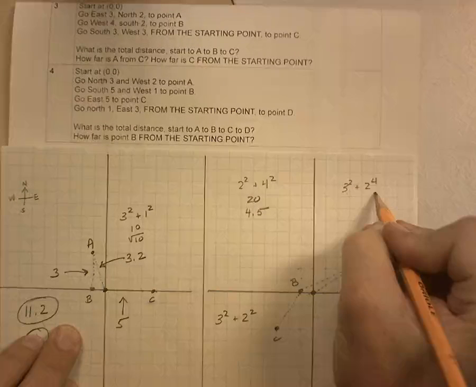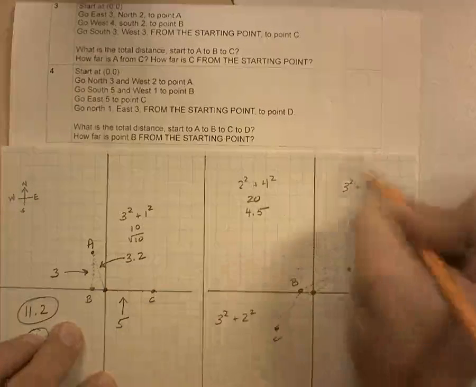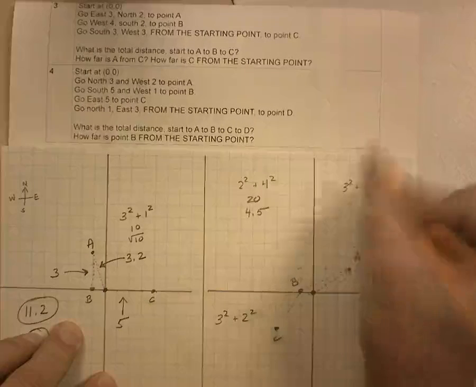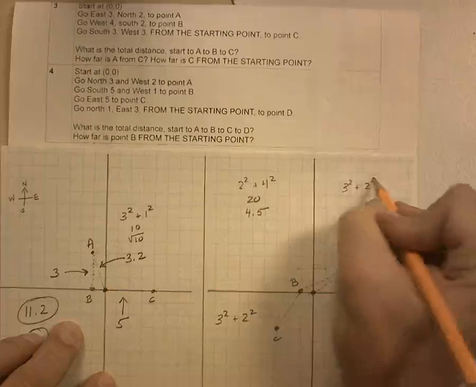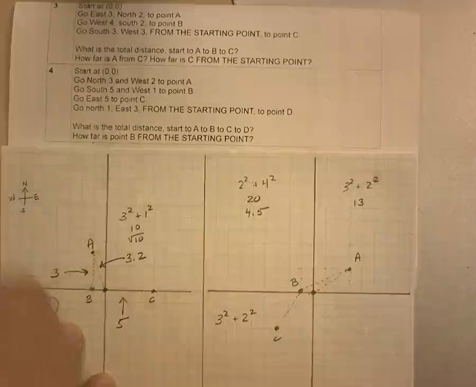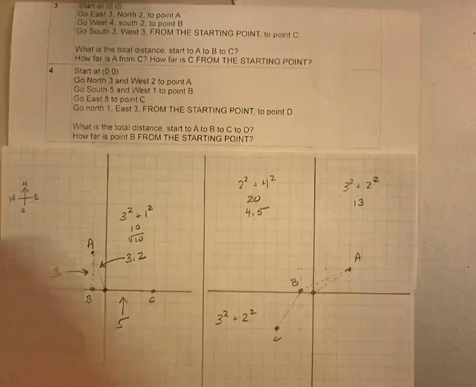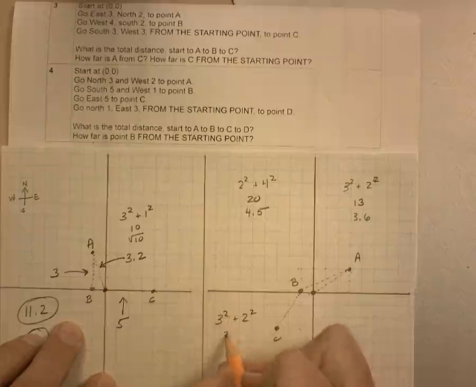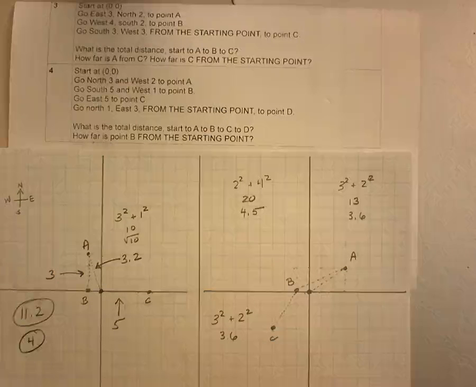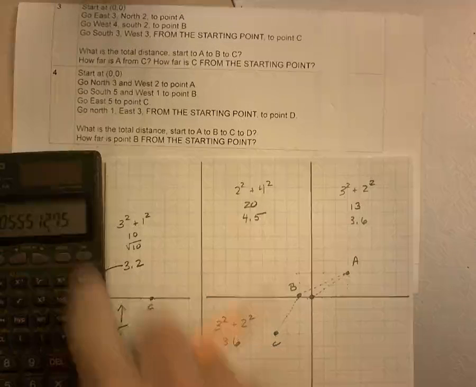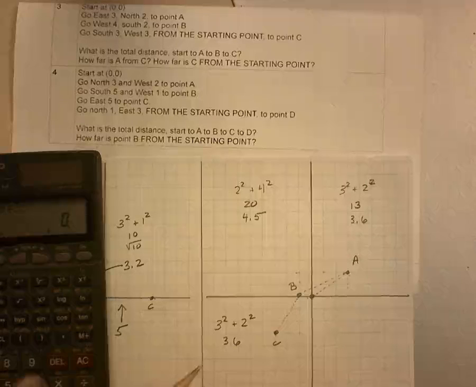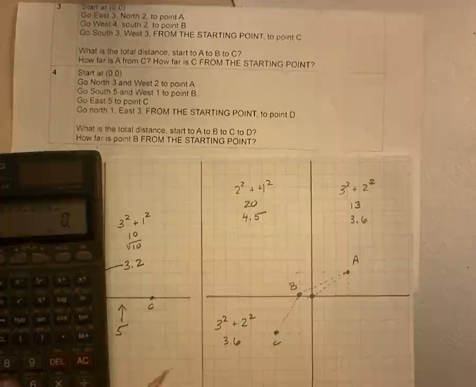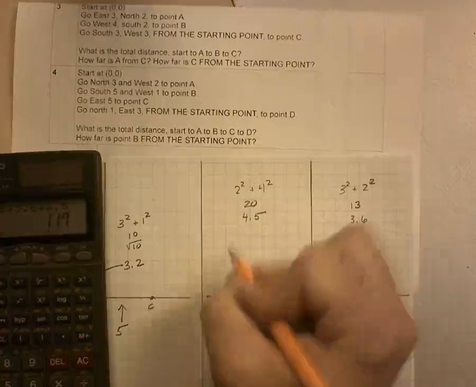This one is 9 plus 4, which is 13. Square root of 13 is 3.6. And this distance is 3.6 also. So let's add those all together. So I have 3.6 plus 3.6 plus 4.5, which is 11.7.